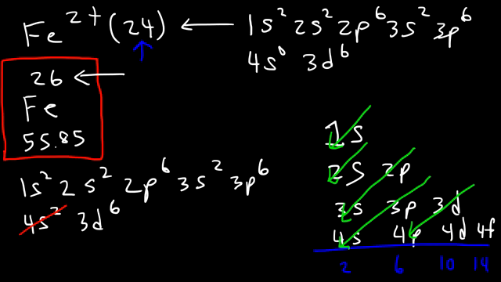Now, if you were to write the configuration based on this number, and if you didn't do this step first, you might be inclined to write 4s2, 3d4, and it won't be correct. So when you're dealing with transition metal ions, it's best to write the configuration of the parent atom first, and then if you have a positive charge, simply take off electrons equal to the charge, starting from the highest energy level. Now let's move on to our next example.